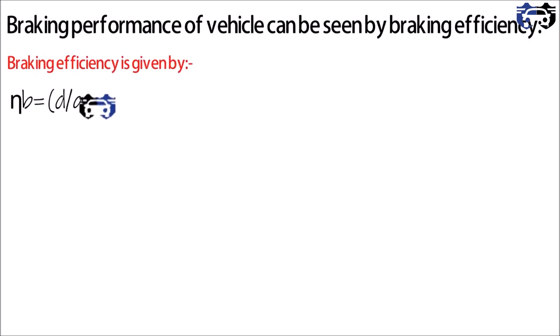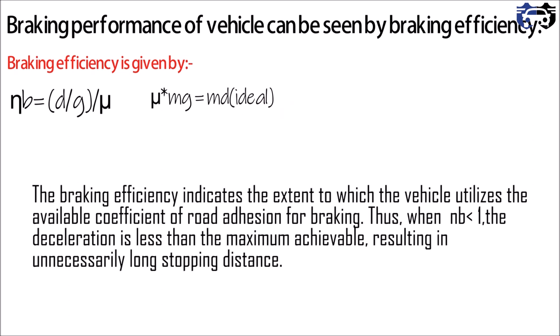Braking performance of the vehicle can be seen by braking efficiency. The braking efficiency is given by NB equals (D by G) whole divided by mu. We get this from the ideal braking condition, which is mu into mg equals m into D ideal. D ideal is the deceleration in the ideal condition.